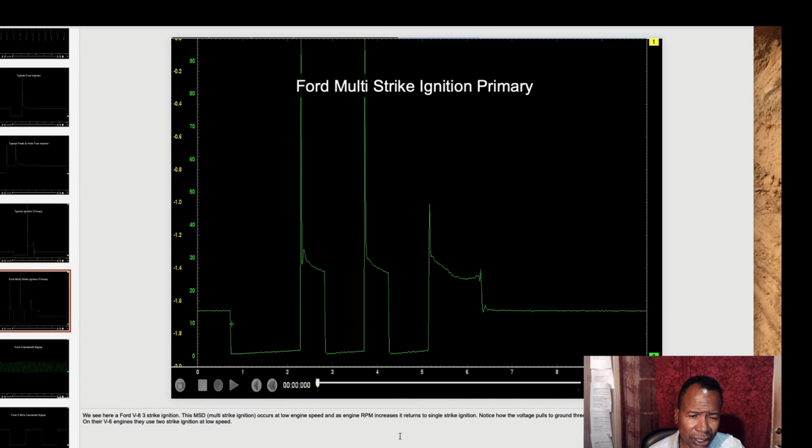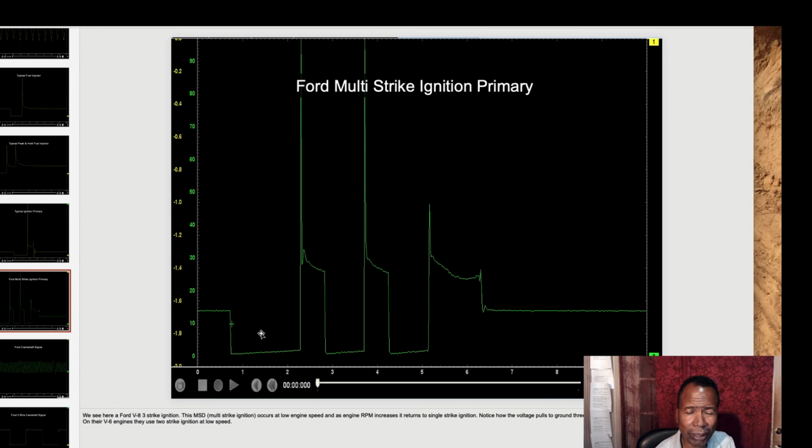The only reason I can think they're doing this is maybe it's for hydrocarbons, emissions. At higher speeds on this particular vehicle, this would actually go back to 1 strike. But at idle, you see these 3 strikes. Here, strike, pull at the ground, strike, pull at the ground here again, strike.